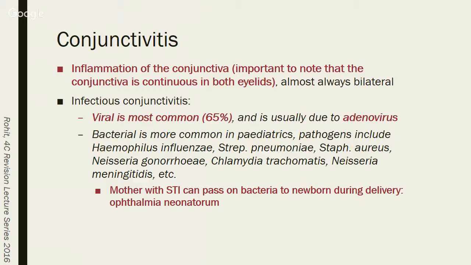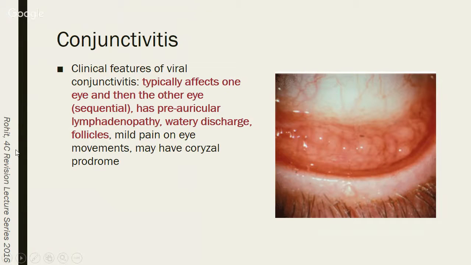Remember that it's the inflammation of the conjunctiva, which isn't just the redness on the eye, it's also the inner eyelid as well. So you'll see changes of these so-called papillae that you can see here. It typically affects one eye then the other. That's not a really good differentiating factor between viral and bacterial.